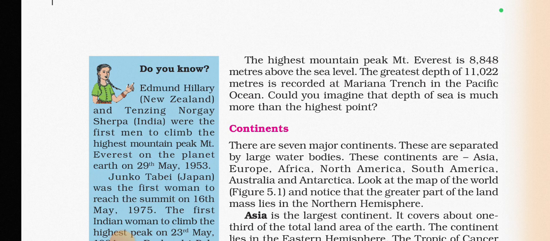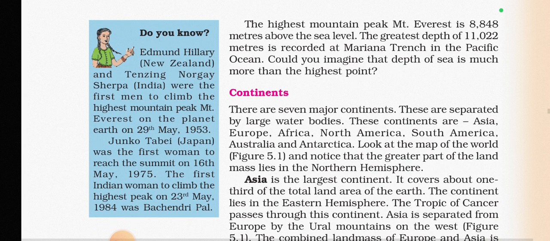Now moving ahead, the greatest depth of 11,022 meters is recorded at Mariana Trench, which is in the Pacific Ocean. Could you imagine that the depth of the sea is much more than the highest point? Yes, it is, just by seeing these numbers. Now let's read a little about this fact that you have been given.